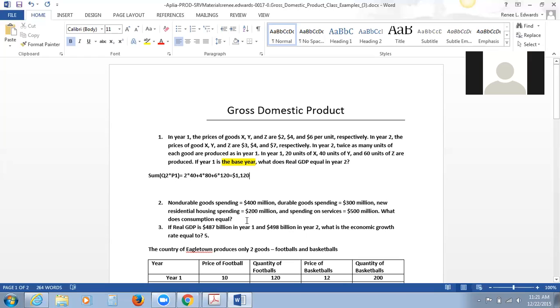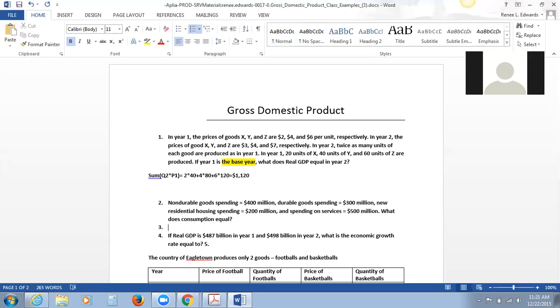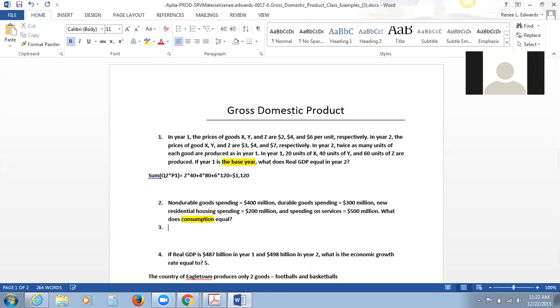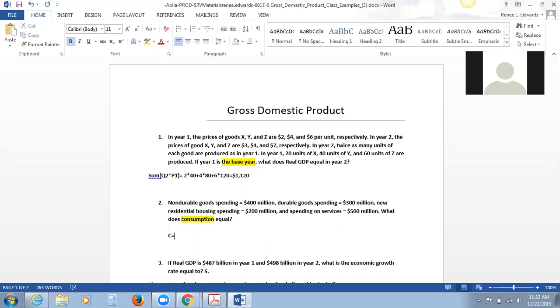Right? On problem number two, it's sort of a trick question. What I'm trying to get you to catch here is where does everything go? We're looking for what does consumption equal, right? Consumption is just going to be durables plus non-durables plus goods and services, right? So consumption is going to be equal to the 400 on durables plus the 300, plus the 400 on non-durables, 300 on durables.